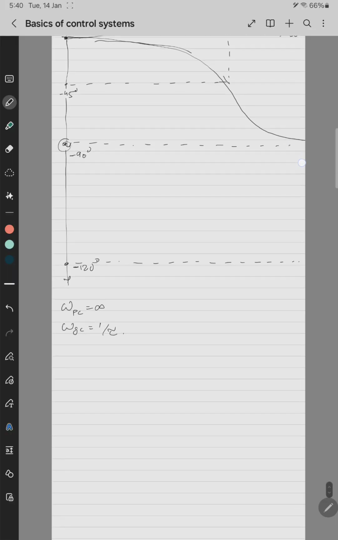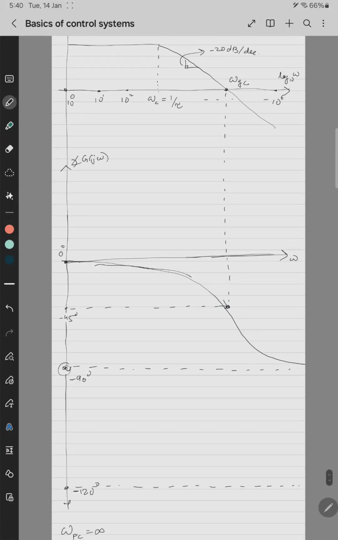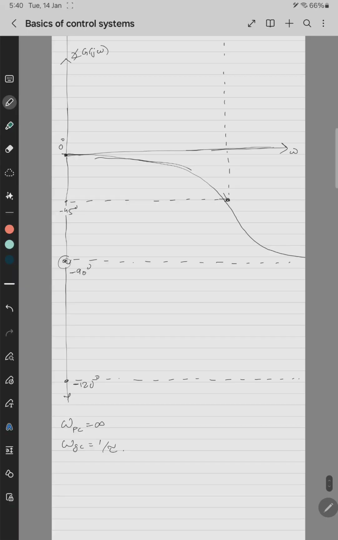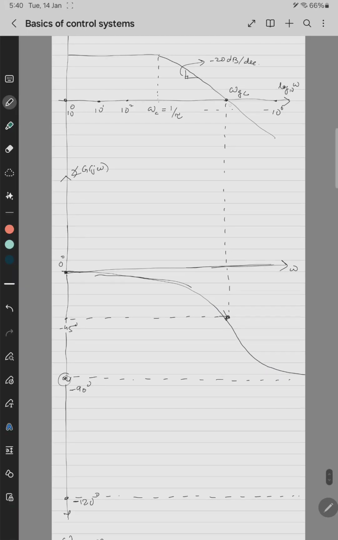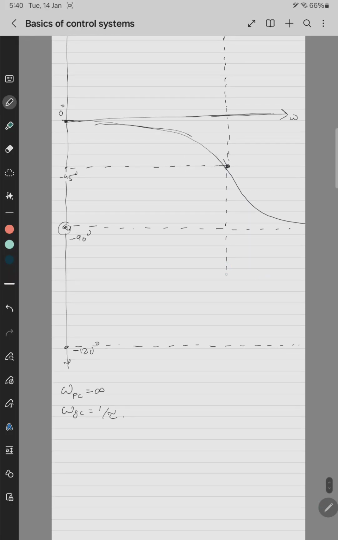Okay, 1 by tau. Then what is this? So now let's measure what is the phase margin. So at gain crossover frequency, at this omega gc, extend this line in this direction and see how much it is above minus 180 degree. So basically this is the phase margin.